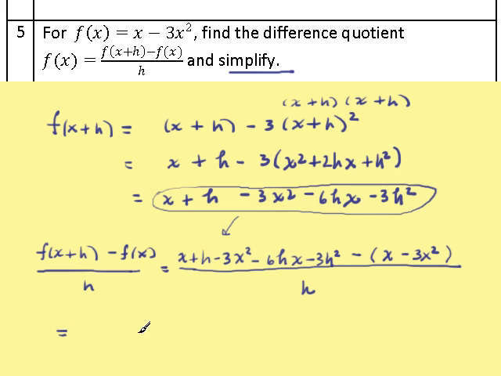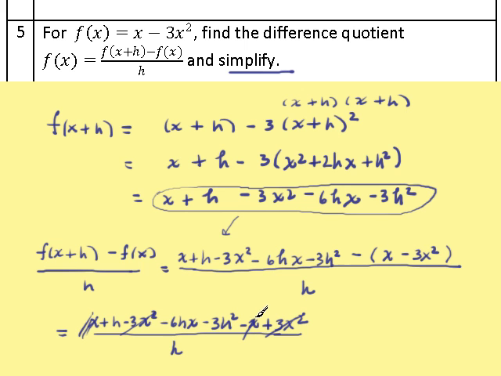And now we'll open up the parentheses and we'll combine like terms. So here we have x plus h, I'm just copying again, minus 3x squared minus 6hx minus 3h squared. And here we have minus x, and here minus minus, so we have plus 3x squared. Now, like in class, everything that doesn't contain an h in the numerator should cancel. So here we have a 3x squared, and it cancels with this minus 3x squared. So I'm just going to cross those out. And here we have x, and here we have a minus x. So I'm going to cross those out, this x and this minus x.